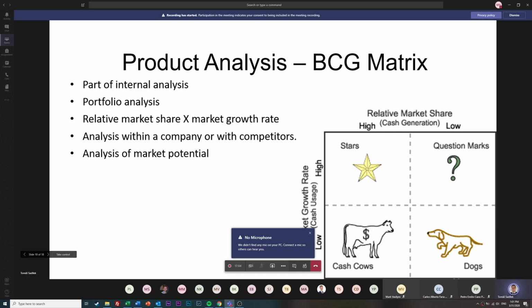Then it turns into cash cows, because the growth rate is stagnating or going down, but the relative market share is still high. And finally, it goes to the quadrant of dogs, because relative market growth is low or stagnates, falling down, and the relative market share is also decreasing. So this is the main idea of this BCG matrix.